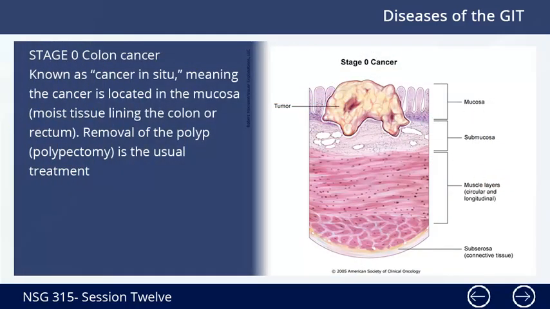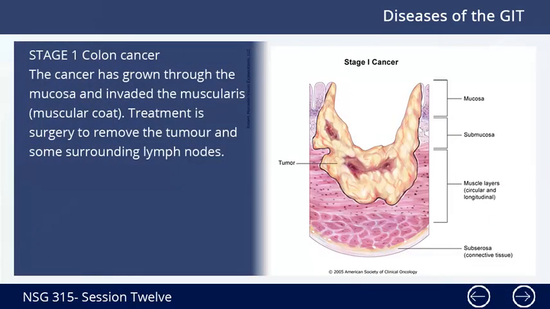Stage 0 colon cancer, known as cancer in situ, meaning the cancer is located in the mucosa, moist tissue lining in the colon or rectum. Removal by polypectomy is the usual treatment. The figure 12.9 below shows stage 0 cancer.